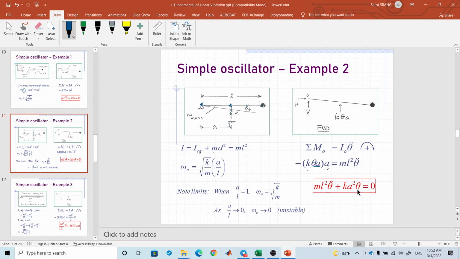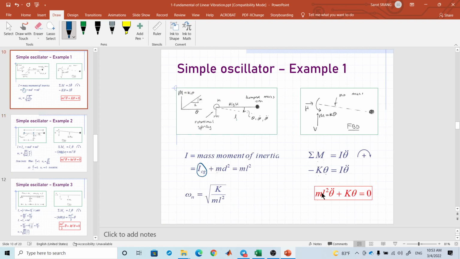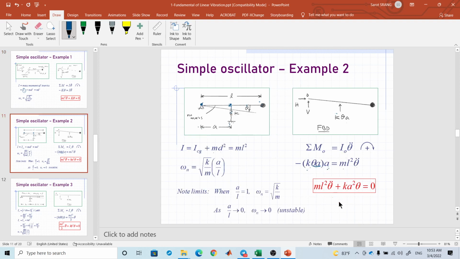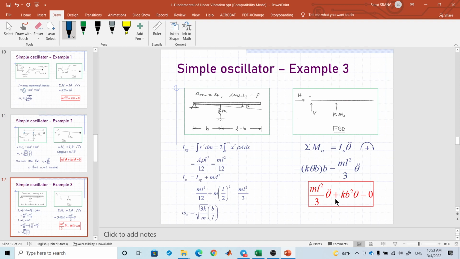So finally you get this equation again. It has the same form as this one. Second order, there's no damping term, and they oscillate according to the cosine function. Any question?